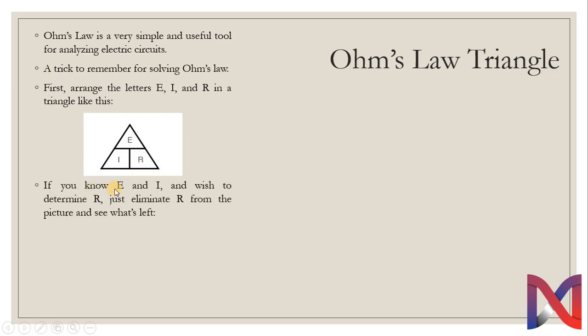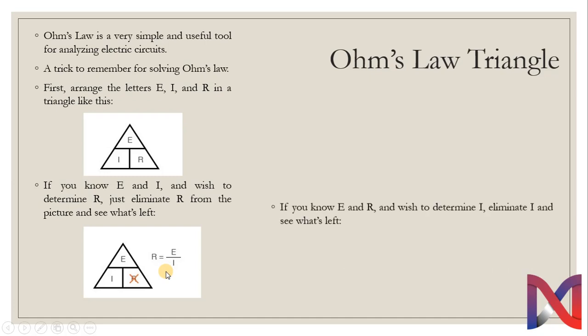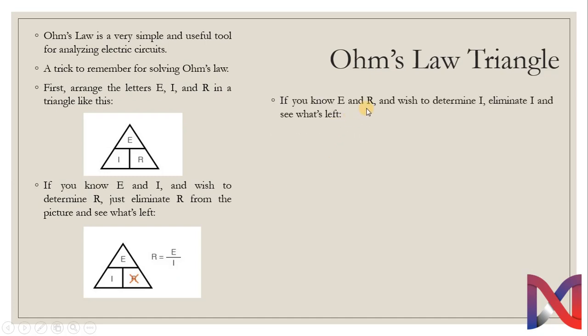Now, if you know E and I and you wish to determine R, you just need to eliminate R from the picture and see what is left. You will be left with E and I. So now you can calculate R is equal to E divided by I. It's very simple. Now if you know E and R and wish to determine I, then eliminate I and see what's left in the triangle. You will be left with E and R. So now we can calculate I as I is equal to E divided by R.